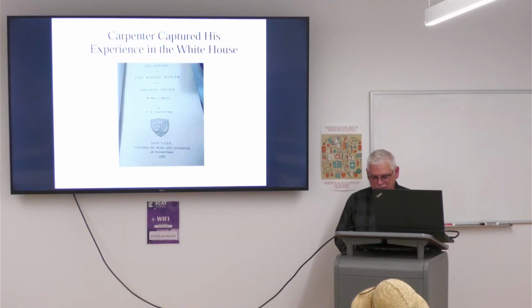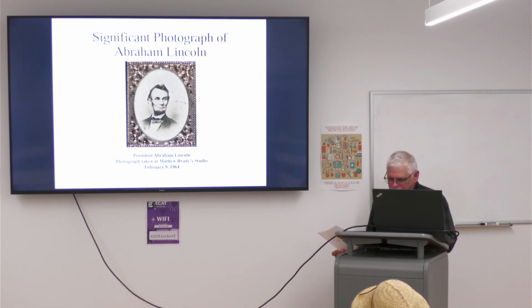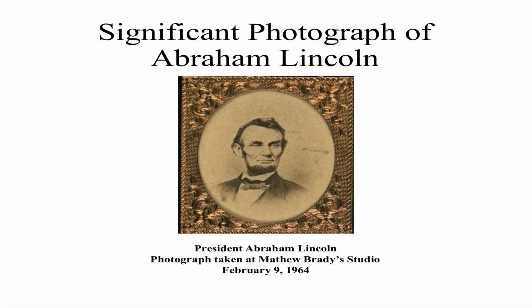So Carpenter spent 6 months living in the White House from February to July 1864, and he captured his experience in a book that he published in 1866. Not surprising, it's titled Six Months at the White House with Abraham Lincoln, the Story of a Picture. So Francis Carpenter arranged to have Lincoln and the cabinet photographed individually twice, once in Matthew Brady's studio and again in the White House cabinet room.